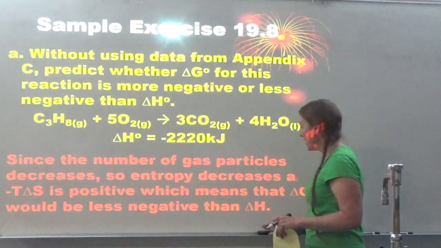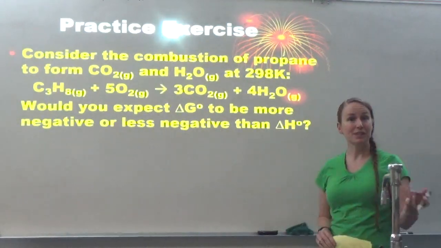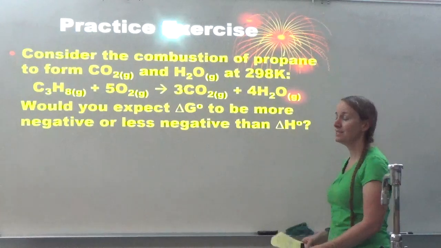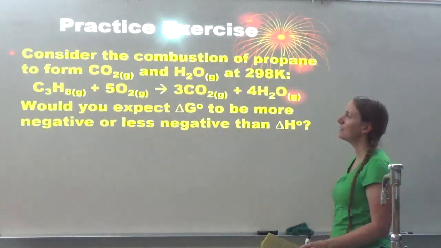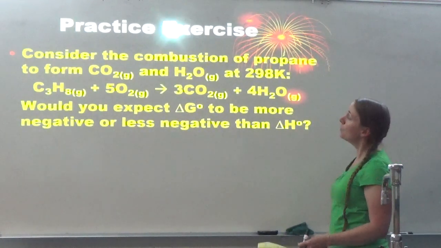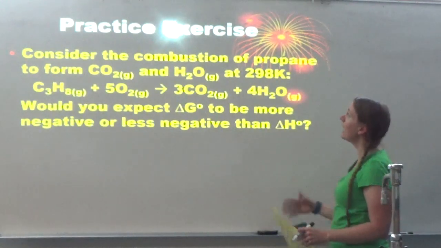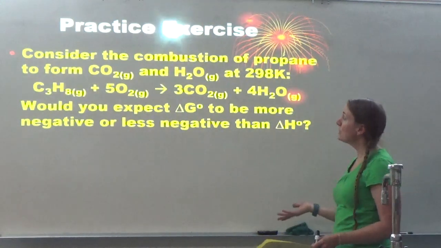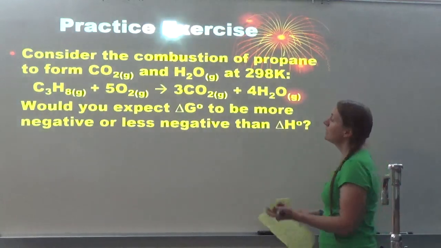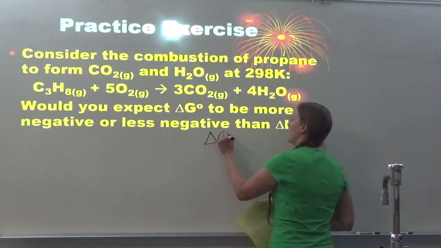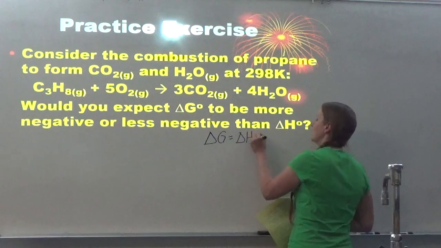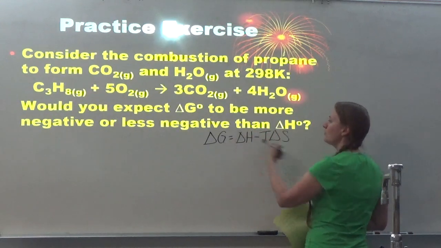All right, so y'all try the next one, since you don't need any numbers. So I'll assume you tried it, paused it, done all this on your own, gotten it right, and let's look at it together. So it says, consider the combustion of propane to form carbon dioxide and water at 298 Kelvin. Would you expect delta G to be more negative or less negative than delta H? All right, so I know that delta H minus T delta S is my formula for delta G.